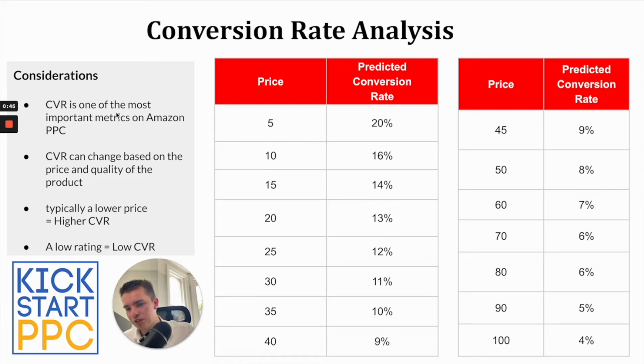So first things first, conversion rate is obviously one of the most important metrics. You want to be looking at this, and it can change based on the quality of the product and the price point. Quality of the product will determine the reviews, and a lower price will typically mean a higher conversion rate. Low rating will be a low conversion rate. So those are things to take into account. As you can see, as the price goes higher, the conversion rate goes lower. But obviously, as you've got more margin, the lower conversion rate's fine because you're taking more profit in that sale. Some of these lower price products, you're going to have lower margins, so a higher conversion rate is necessary to be able to sustain the product and the brand itself.